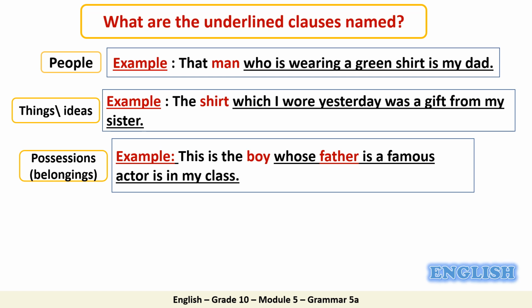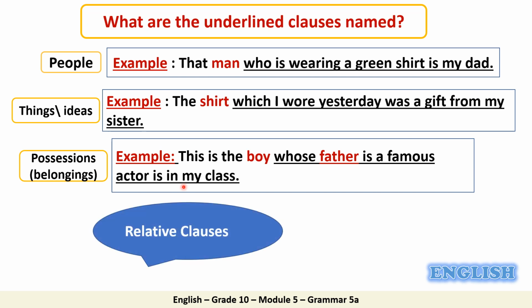What are the underlined clauses named? Let's go through them one by one. That man who is wearing a green shirt is my dad. The shirt which I wore yesterday was a gift from my sister. And then we have, this is the boy whose father is a famous actor, is in my class. What do we call them? How about you pause and try to think of the answer? We call them relative clauses. Well done.